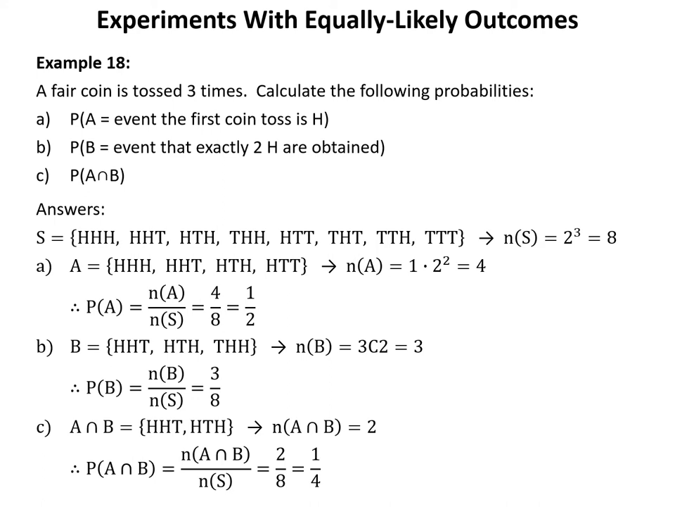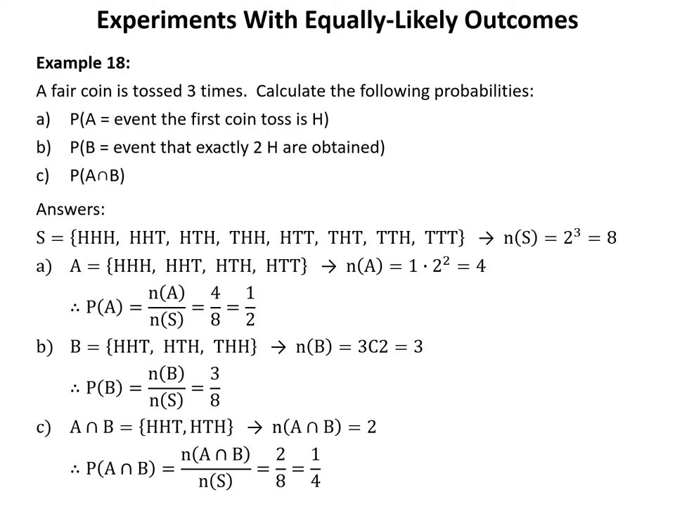So we begin our solution the same way, with the premise that since this is a fair coin, all of the outcomes in the sample space are equally likely, and there are 2^3 equals 8 of those that you see listed on the slide. Event A is the event that the first coin toss is heads.